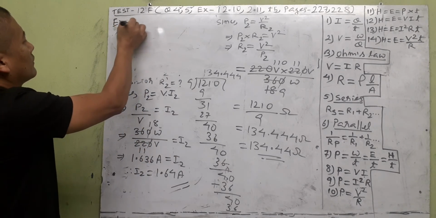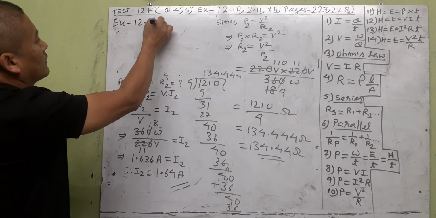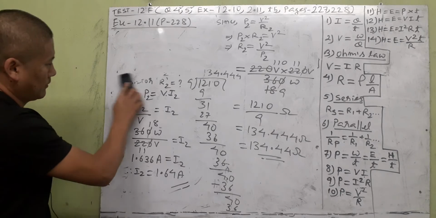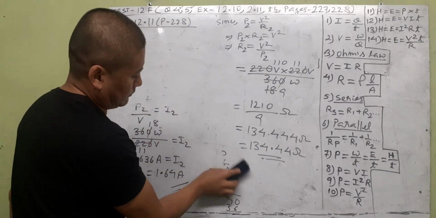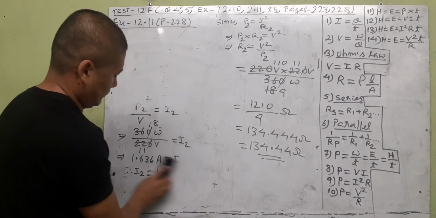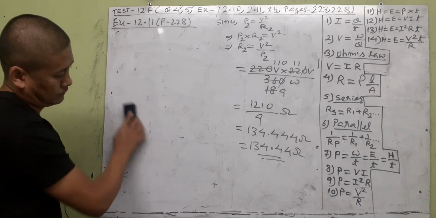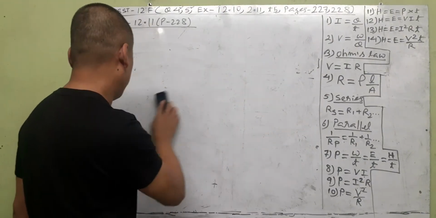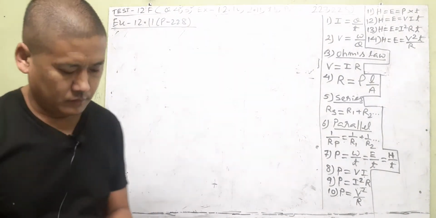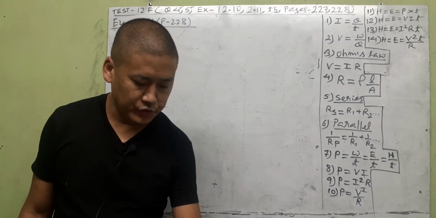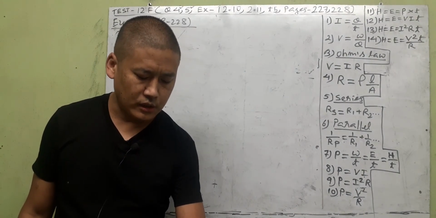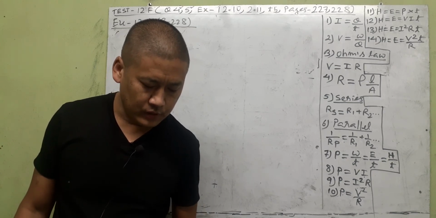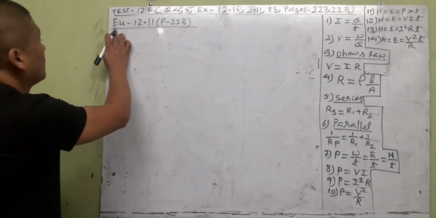Example 12.11, page 228. Okay. Let me read the question for us. 12.11, page 228 of the textbook. 100 joules of heat is produced each second in a 4 ohm resistor. Find the potential difference across the heater. So we can do it like this also.